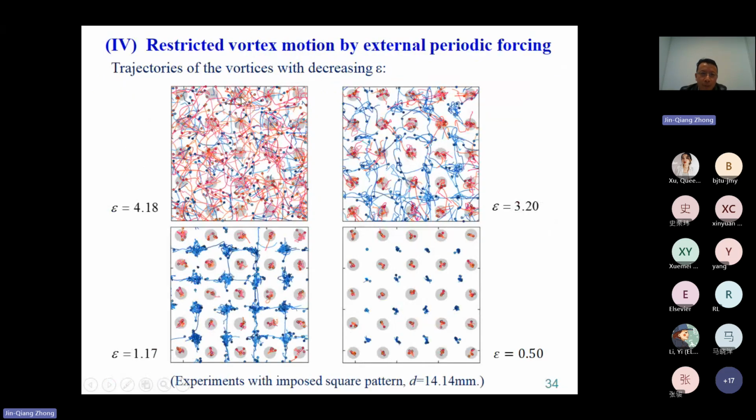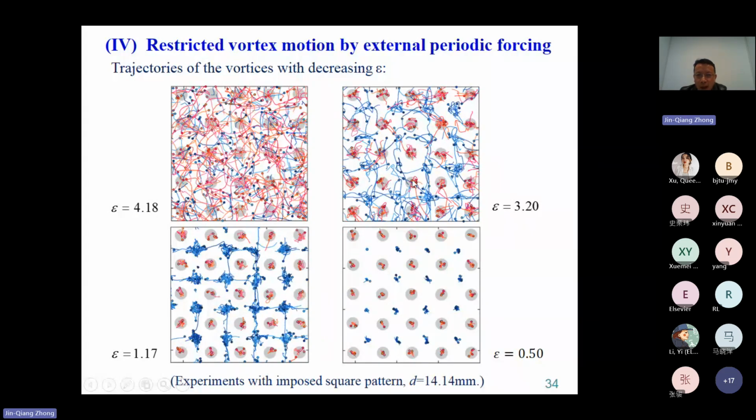We studied the vortex motion with varying thermal forcing. Here, the red and blue lines represent the trajectory of the warm and cold vortices, respectively. With a strong thermal forcing, when epsilon is 4.18, we found the vortex motion is not affected by the button texture. It exhibits random motion. When the thermal forcing decreases, the modulating effect becomes noticeable.